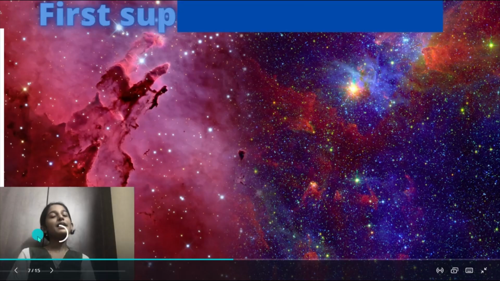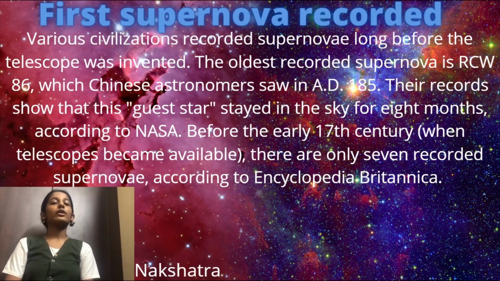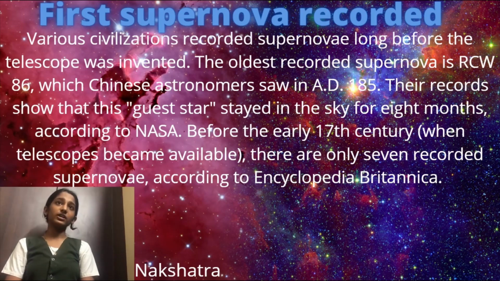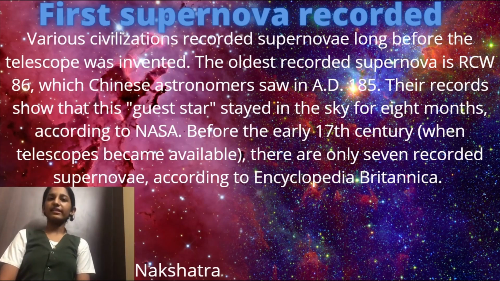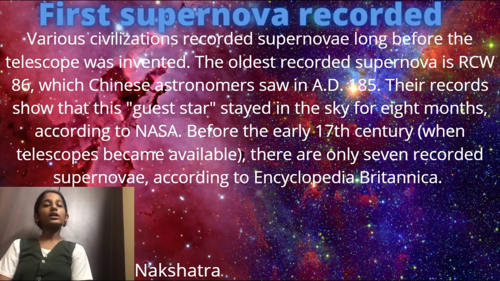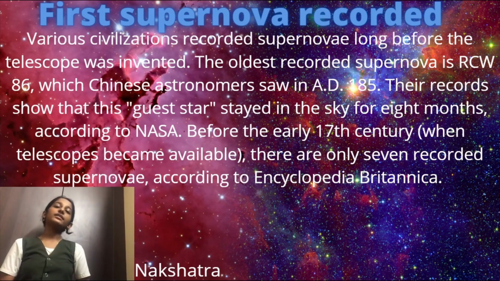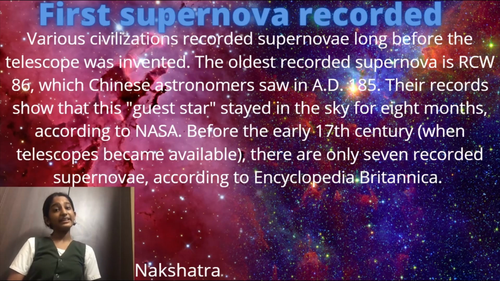Various civilizations recorded supernovae long before telescopes were even invented. The oldest supernova recorded is RCW 86, which Chinese astronomers saw in AD 185. Their records show that this guest star stayed in the sky for a possible 8 months, according to NASA. In the early 17th century, when telescopes were invented, only 7 supernovae had been recorded, according to the Encyclopedia Britannica.